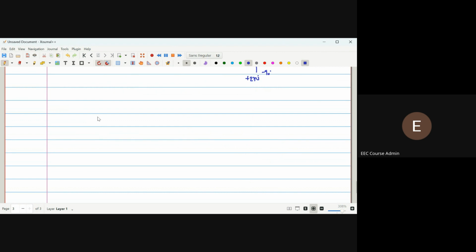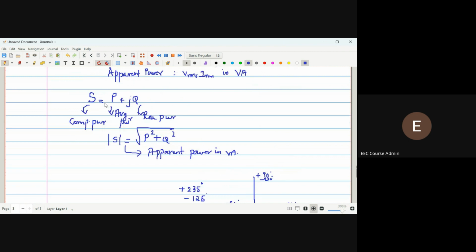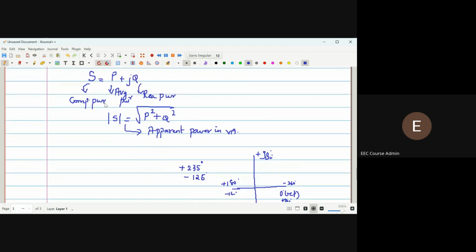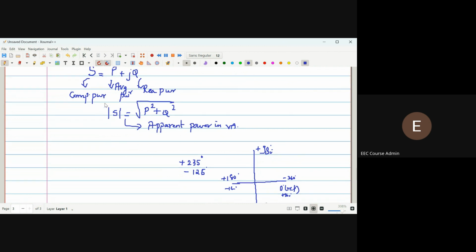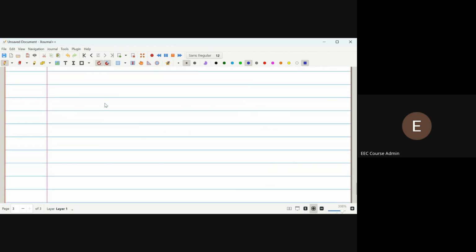So complex power. Then what else? So here, complex power, this P plus JQ. Okay. Then what else? Then we come to the network theorems in the second week.